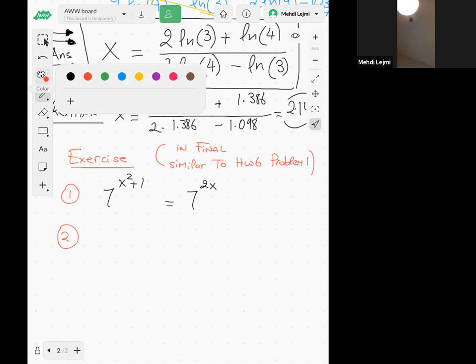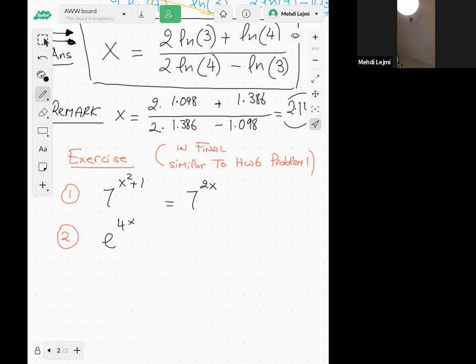Let's say now we have e. Again, this number e is just some special number, a decimal. It's the natural exponential. So let's say e to the power 4x minus 1 equal to 3. And number 3. Let's say we have 6 to the power x squared minus 1 equal to 1.